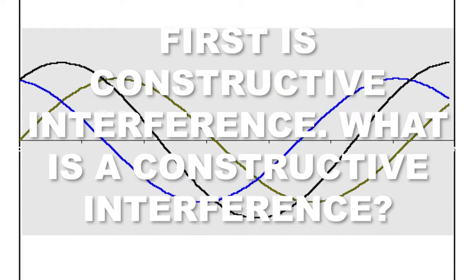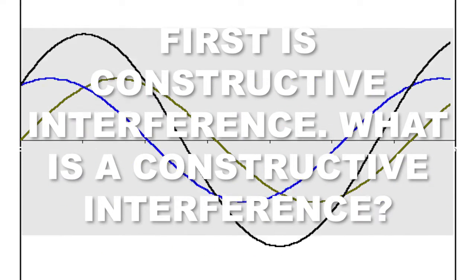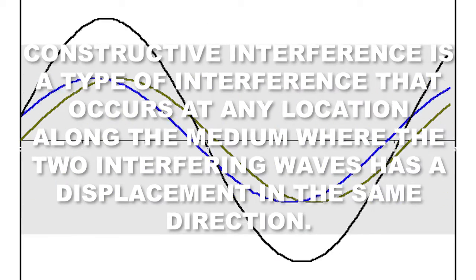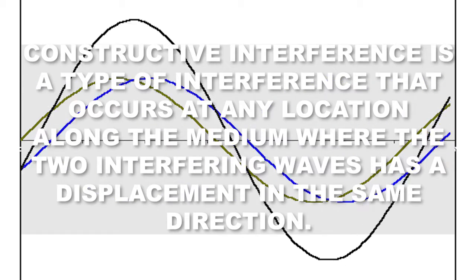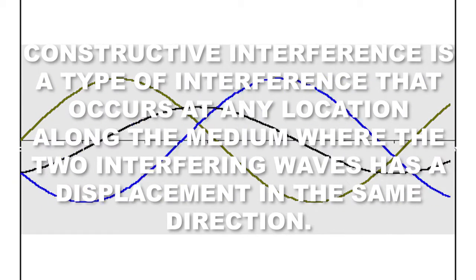First is constructive interference. What is constructive interference? Constructive interference is a type of interference that occurs at any location along the medium where the two interfering waves have a displacement in the same direction.